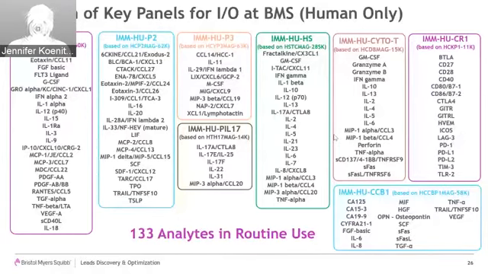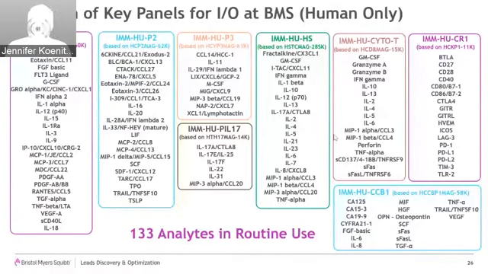So when we do profiling for IO samples, we don't just use the checkpoint panel. Typically, it's a combination of various different panels, depending on what type of question of innate or adaptive immunity we want to answer, how much volume we have for a particular sample, and what sort of sensitivity we need to get the data.